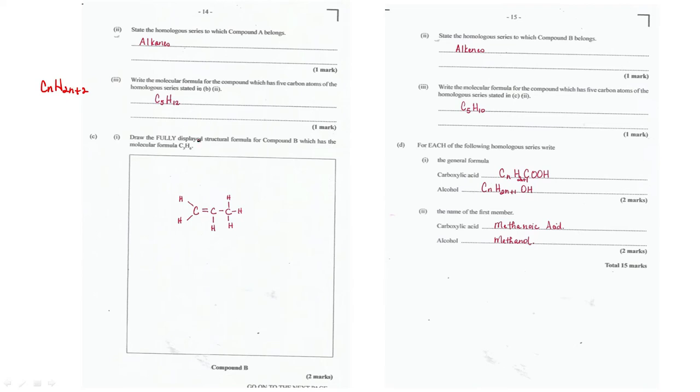Then it says draw the fully displayed structural formula for compound B, which has the molecular formula C3H6. So this one is CnH2n. This tells us the general formula is that of an alkene. So therefore we're going to have a double bond in here somewhere. And if you count, we have 3 carbons and 6 hydrogens. Awesome. It says state the homologous series to which compound B belongs. Alkenes, just because of the general formula.